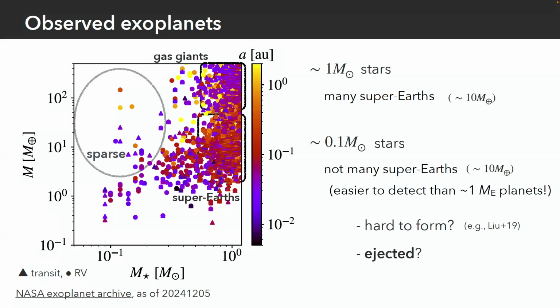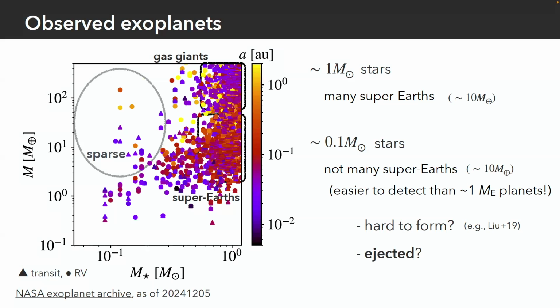As you know, there are many gas giants and super-Earths. Here I call super-Earths those with a mass around 10 Earth masses. These populations are so many around one solar mass stars. But if you look at the 0.1 solar mass stars, these populations are very sparse.